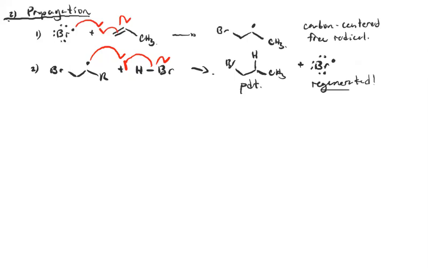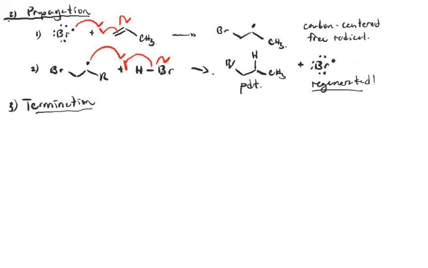Okay, and that Br dot can go back, find the starting material, and repeat the process. It just goes over and over and over again. Okay, like all good things, it must come to an end, right? And so the third act is what we call termination.